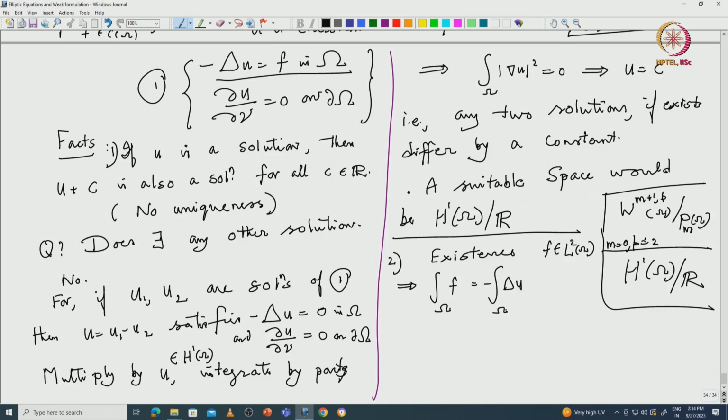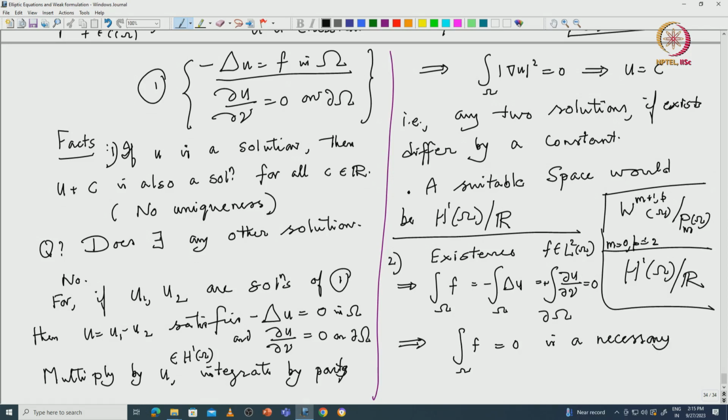Integrate by parts and you get integral over omega of du by d nu over d omega. Okay. Maybe I have to put a minus sign there. And then du by d nu equal to 0. So, this will be 0. All right. Maybe plus, I think, just check it. So, that implies integral of f equal to 0 over omega is a necessary condition.